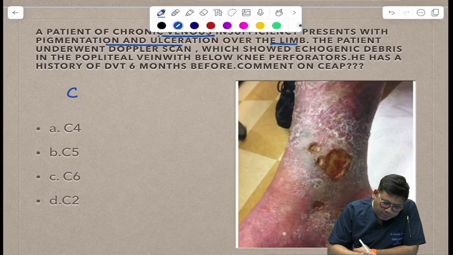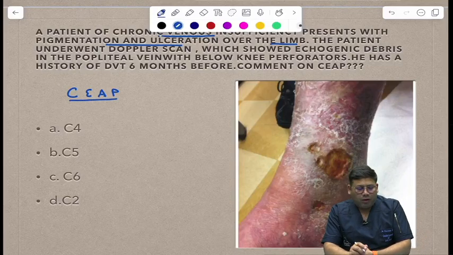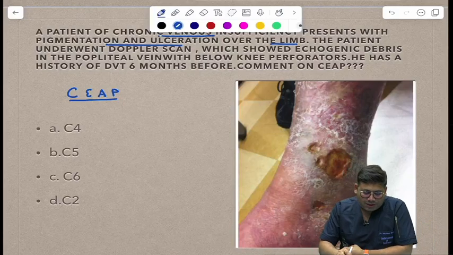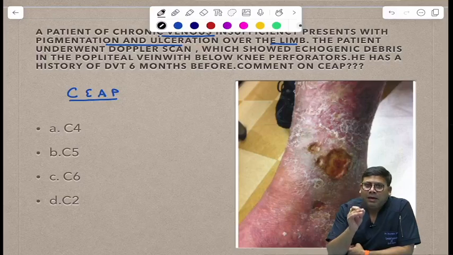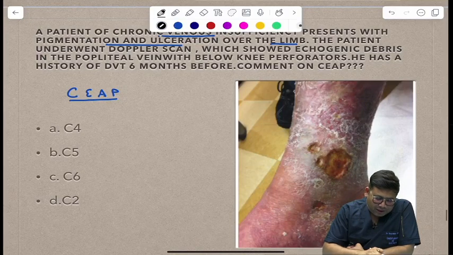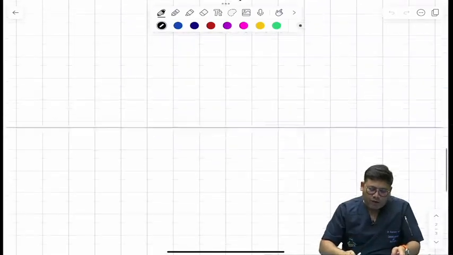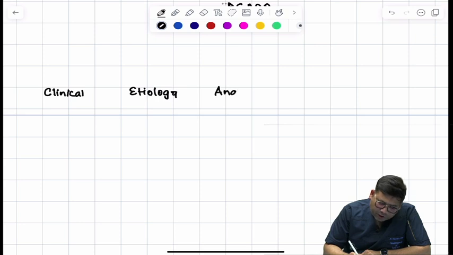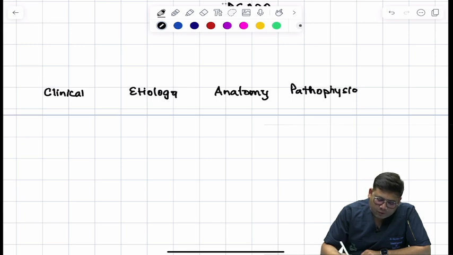So when we talk about CEAP, before we go into the depth, what are the important things that we need to understand? This is a grading for chronic venous insufficiency, and we will come back to this image very quickly. C stands for clinical assessment, E stands for etiology, A stands for anatomy, and P stands for pathophysiology. These are certain important things that we need to understand.